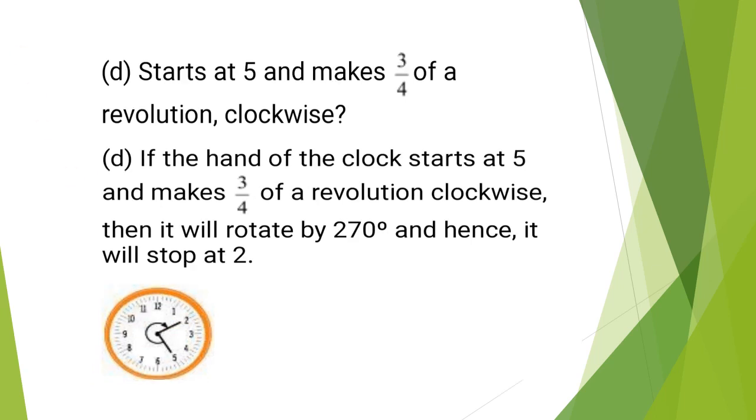Question D: starts at 5 and makes 3 upon 4 of a revolution clockwise. So 3 upon 4 of a revolution means 3 upon 4 of 360 degrees, that is 270 degrees. Now 1 revolution is equal to 60 minutes. Then 3 upon 4 of a revolution means 3 upon 4 of 60 minutes, that is 45 minutes. So if the hand of the clock starts at 5 and makes 3 upon 4 of a revolution, then it will rotate 270 degrees or 45 minutes and stop at 2.